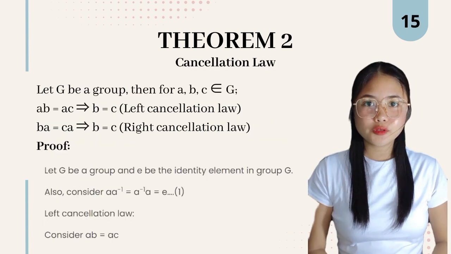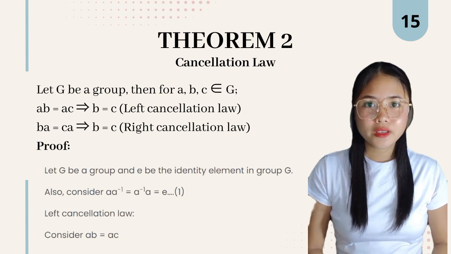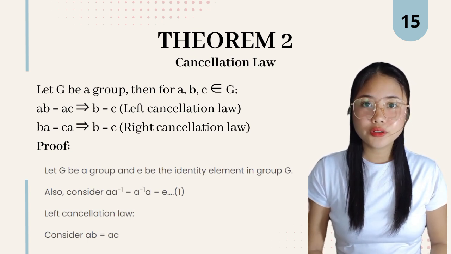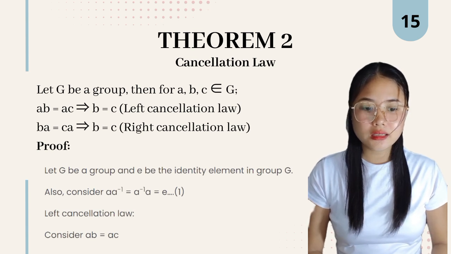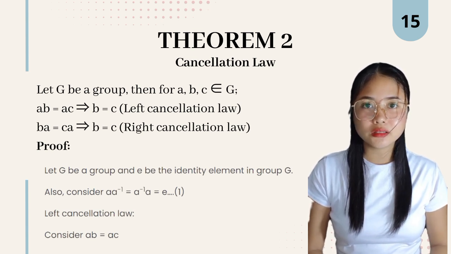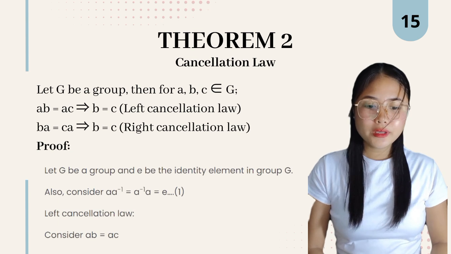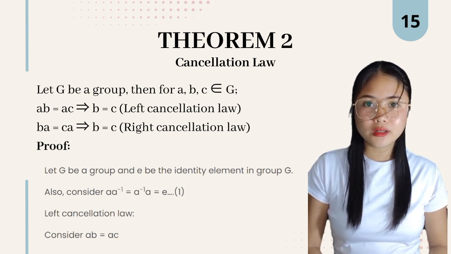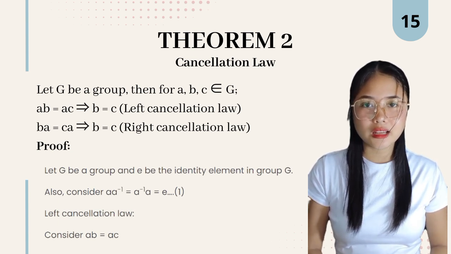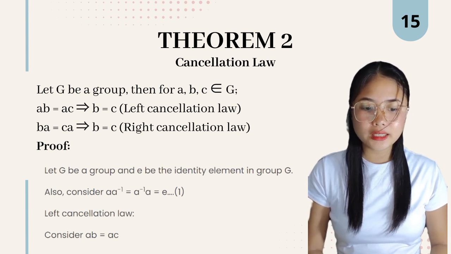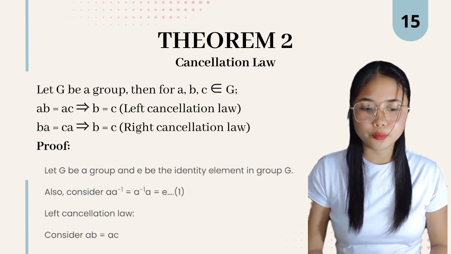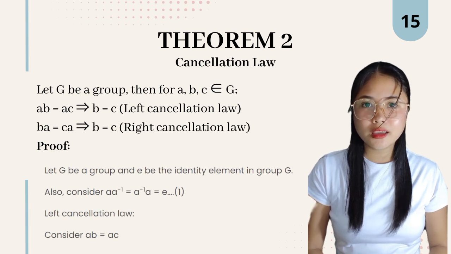So we have Theorem 2, called the cancellation law. Let G be a group, then for A, B, and C that are elements of the group, AB equals AC implies B equals C, and that is called the left cancellation law. BA equals CA implies B equals C, and that is called the right cancellation law. We have the proof: let G be a group and E be the identity element in group G. We also consider A inverse, where A A inverse is equal to A inverse A, which is equal to E.